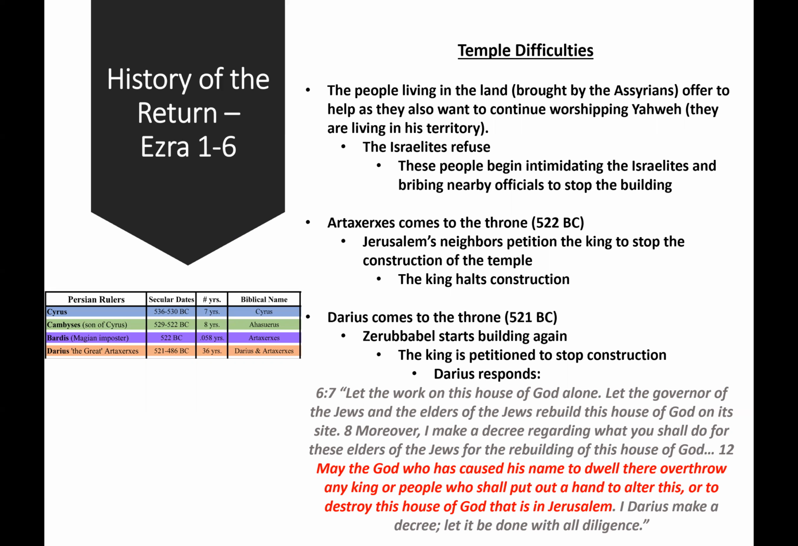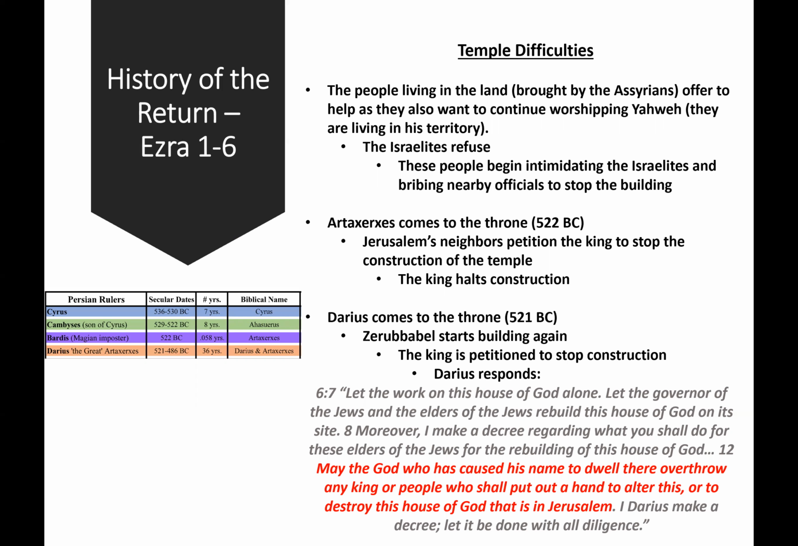So in 522, Artaxerxes comes to the throne, and Jerusalem's neighbors petition the king to stop the construction of the temple. And so the king halts construction. A year later, Darius comes to the throne, and Zerubbabel starts building again. This is a new king, and so he starts building again, and the people again petition the king to stop construction. And so Darius has his people go back and research and finds why the temple was allowed to be constructed in the first place.